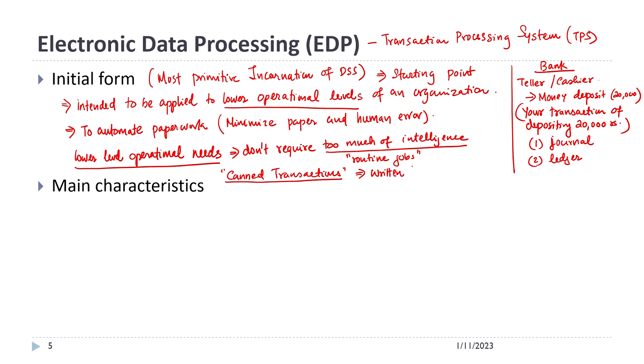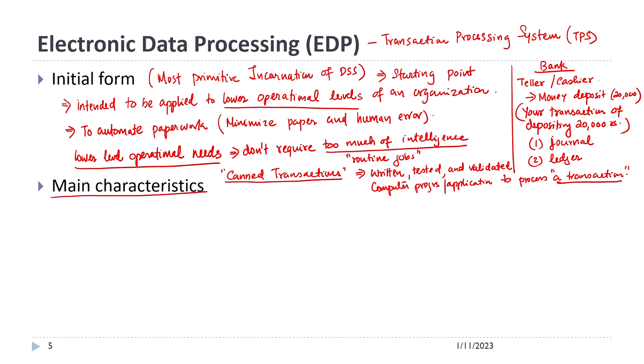Written, tested, and validated computer programs, or applications, to process a transaction, one transaction. Our intention is that one transaction should be completely processed in that regard, that's it. Most of the bank databases and other such things are classic examples of an electronic data processing system. So what are the main characteristics?